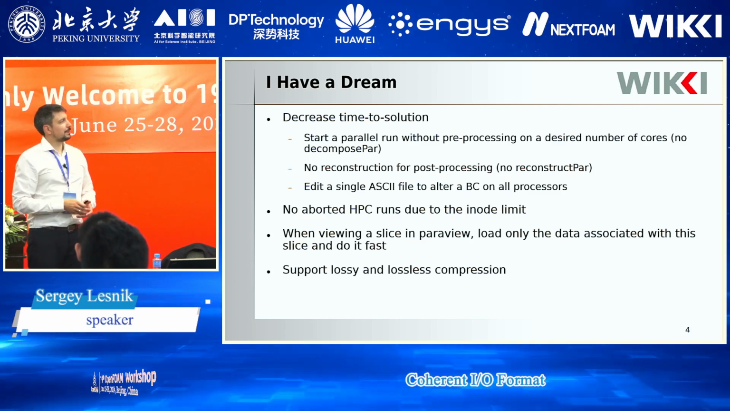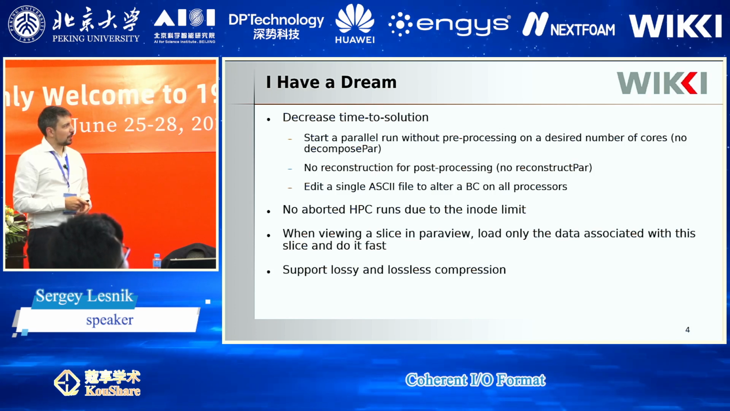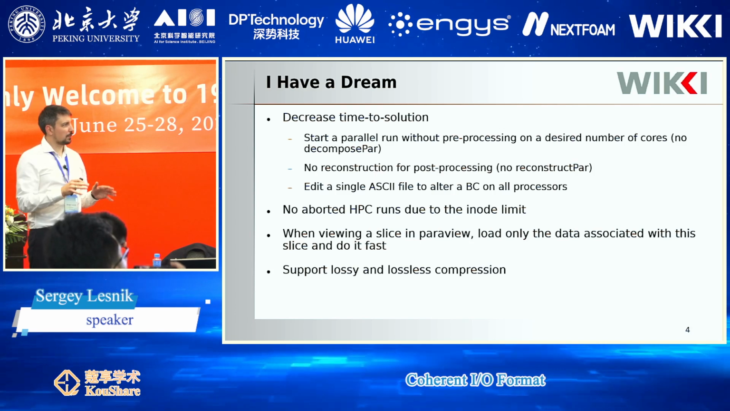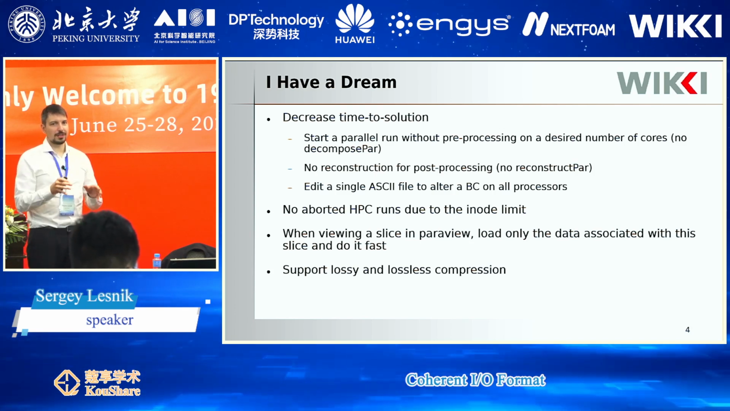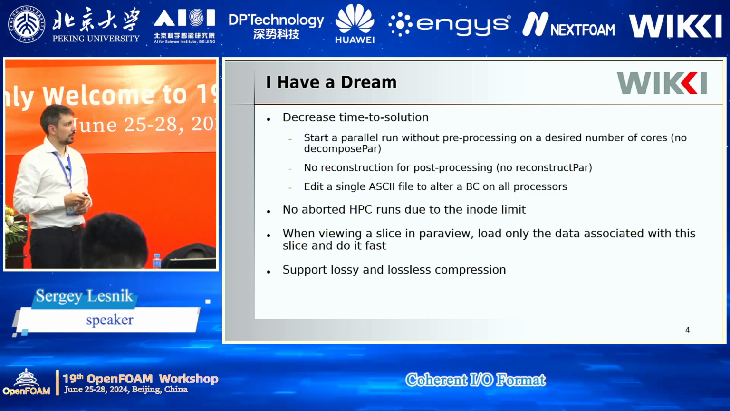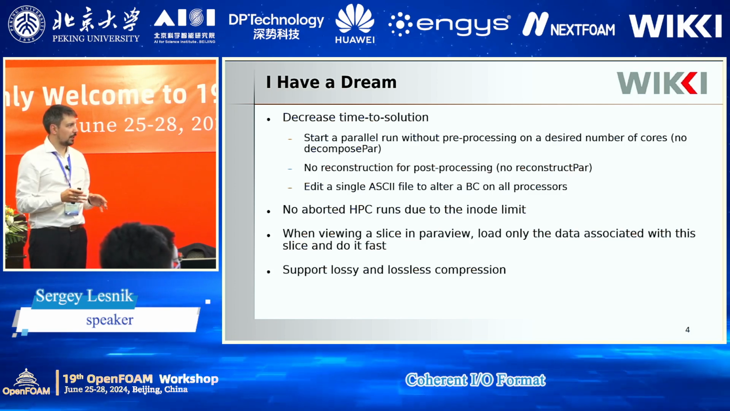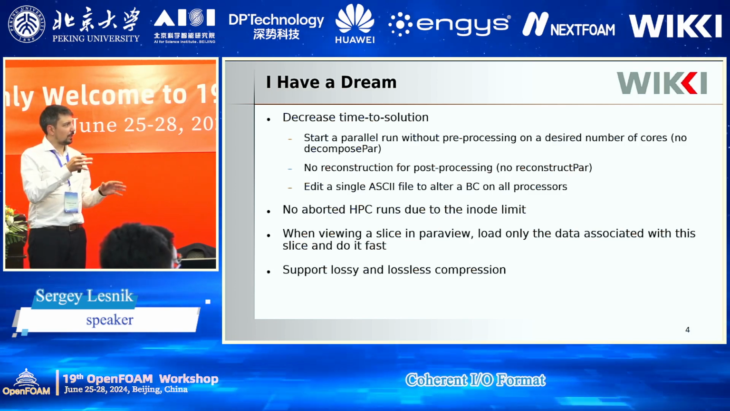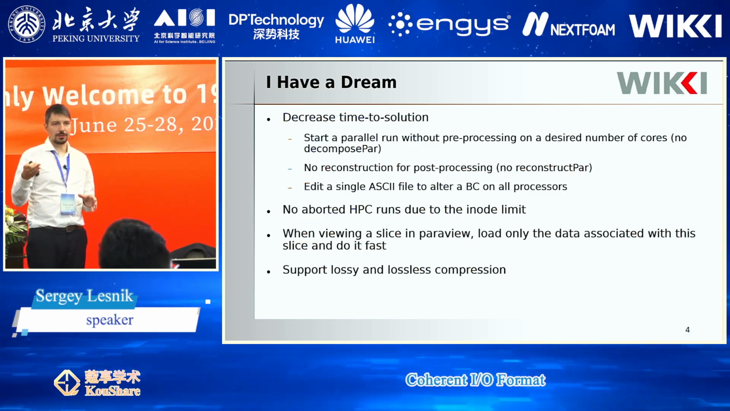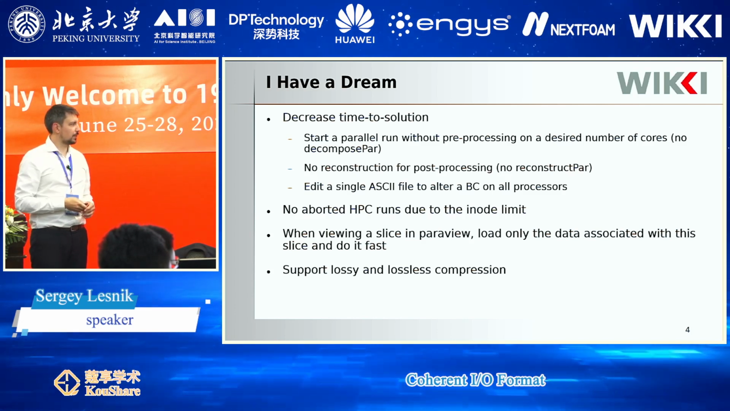So I have a dream, right? Define your dream: decrease time to solution. Just imagine, start a parallel run without any pre-processing on the desired number of cores. Just set up the case you define, want to run on 100 cores, and I start. No reconstruction for post-processing, no reconstruct step anymore. If I want to change a boundary condition, I just change a single file, like I do for a serial simulation on a single core. It should be the same for a parallel case as well.